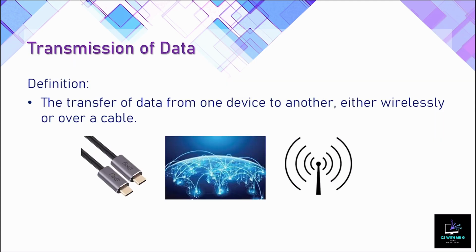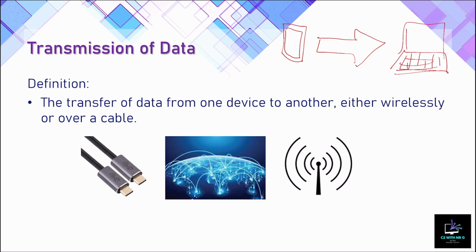So just to start off, let's look at the definition of what data transmission actually means. The transfer of data from one device to another. So an iPhone sending data to a laptop is an example of data transmission. Plugging a USB drive into the laptop and transferring files over will be transmitting data. A wireless signal to a phone in order for you to make calls is also transmission of data. So as long as data is being transmitted from one device to another, that's what we're talking about when it comes to data transmission. So wirelessly or over a cable.